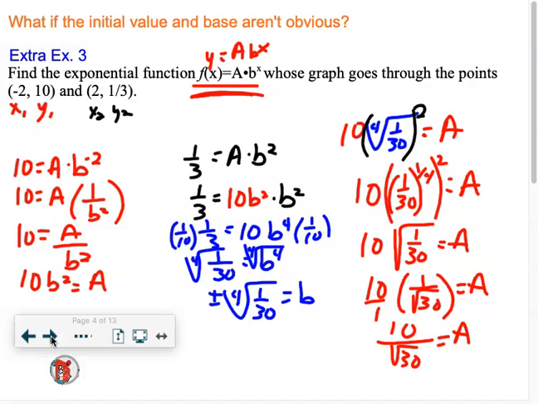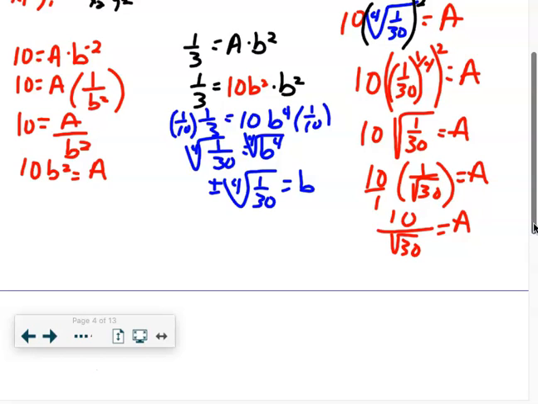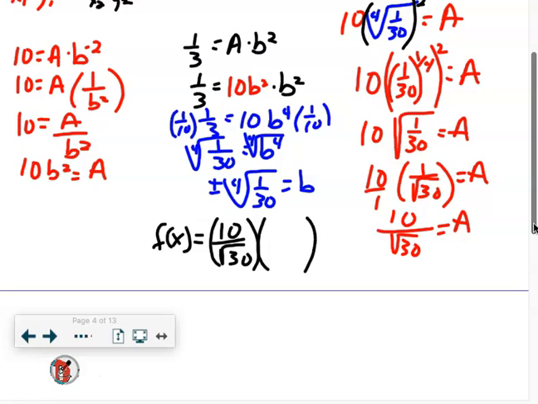All right, we can now write this. We know what a is and we know what b is. So way back at the top, I'm trying to remember if it said f of x. It did. So there's our a. Here's our b. And we might as well write that as the 4th root of 1, which is 1, over the 4th root of 30, so at least we're consistent, to the x.